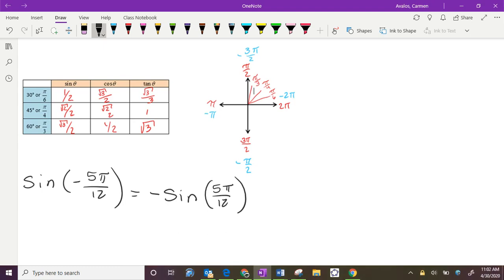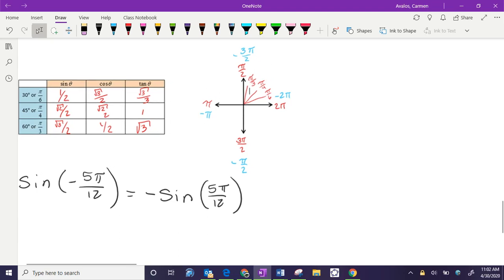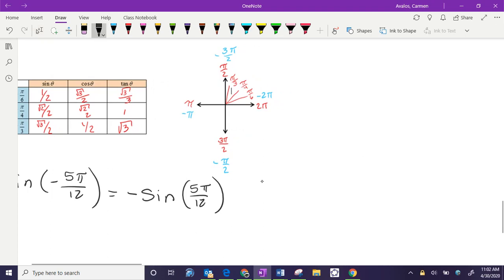So in order for you to do that, you have to break up 5 pi over 12 into one of these that we know. Anything in here and here and here, we have to break it up into that. Now that looks like it's really tough, but it really isn't. So if we look at the denominator, it's 12. So I'm going to do all of these: pi over 6, pi over 4, pi over 3, and pi over 2. Those are the ones that we're going to be working with.